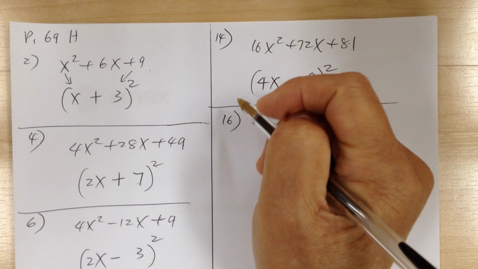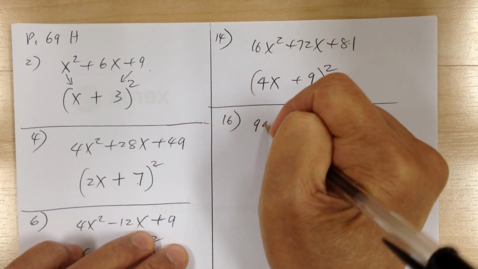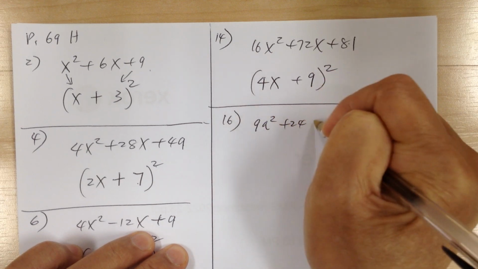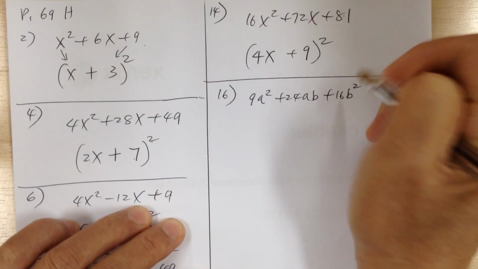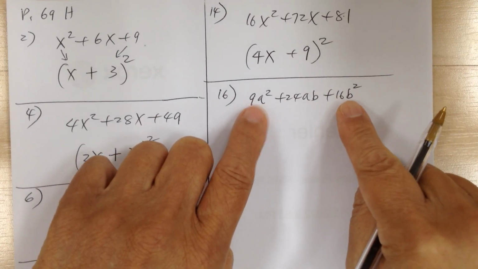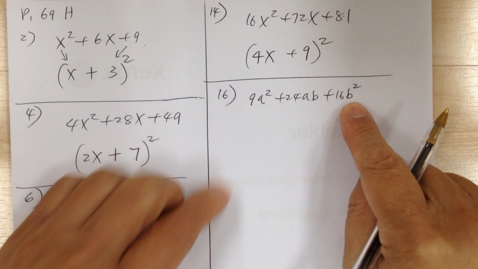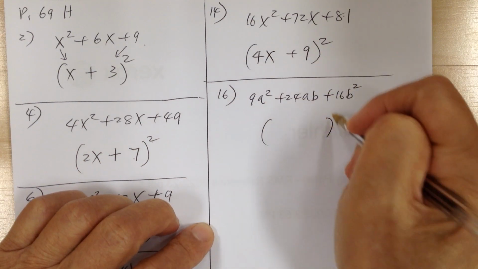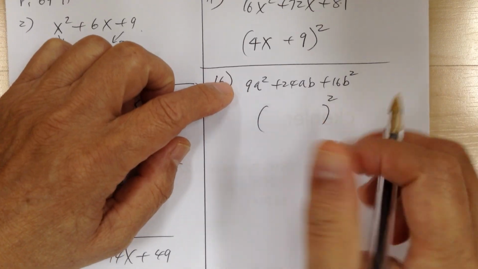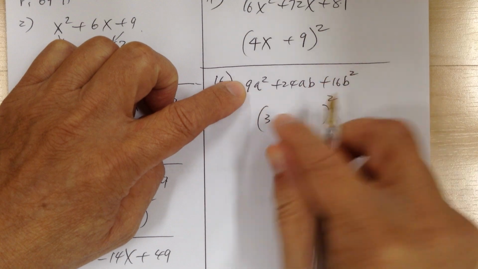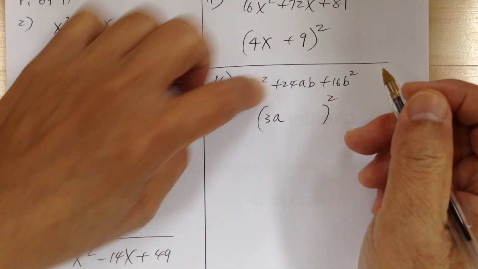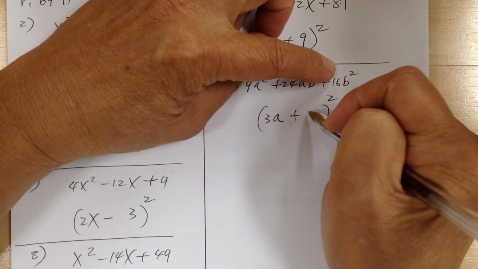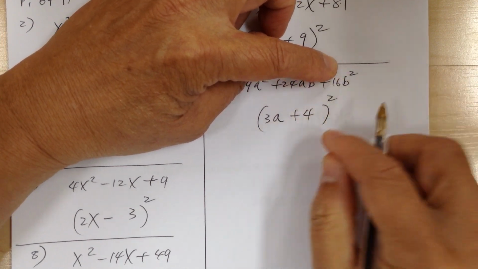Okay, 16. You have 9a squared plus 24ab plus 16b squared. So again, you have to check first, see if they're perfect squares in the beginning and the end. And then after that, you get the template ready. So you need to get 3. 3 squared gives you 9. You need to have an a here. A squared gives you a squared. To get that, you need to get plus 4. 4 squared gives you 16.